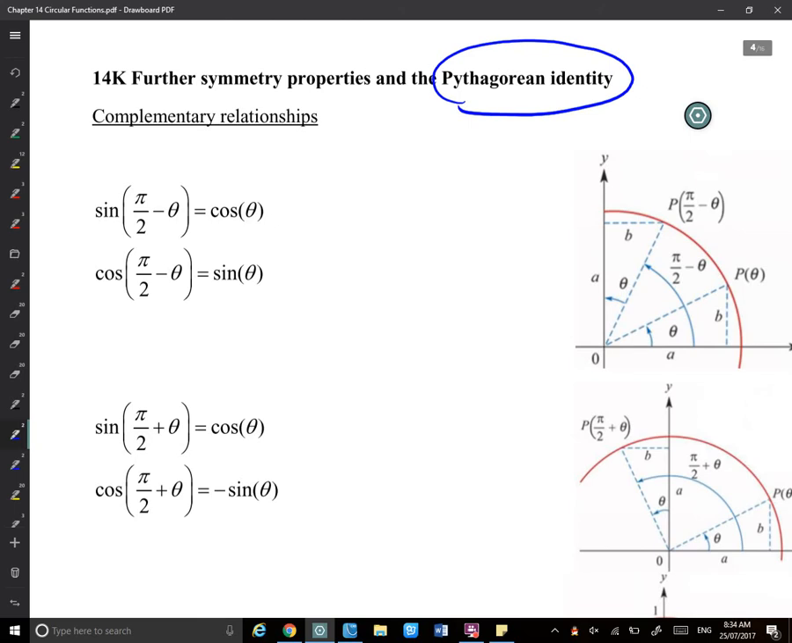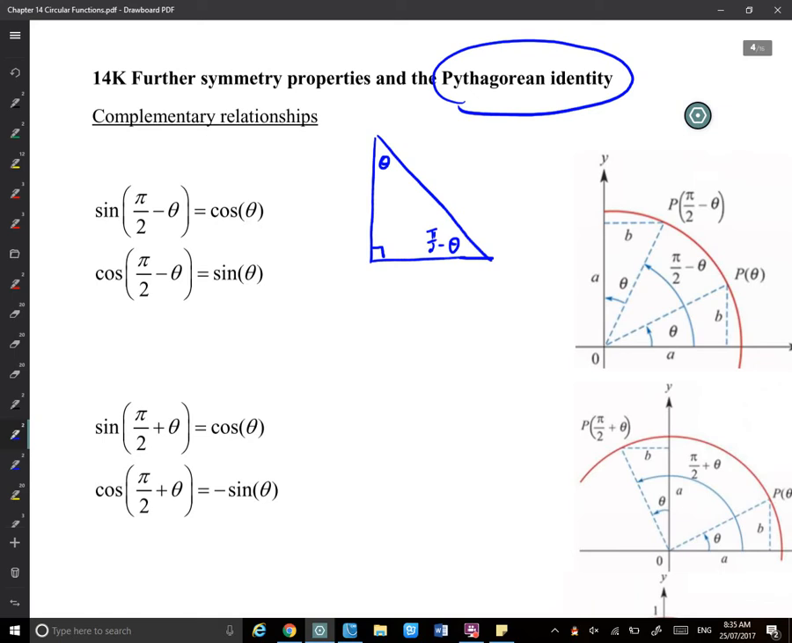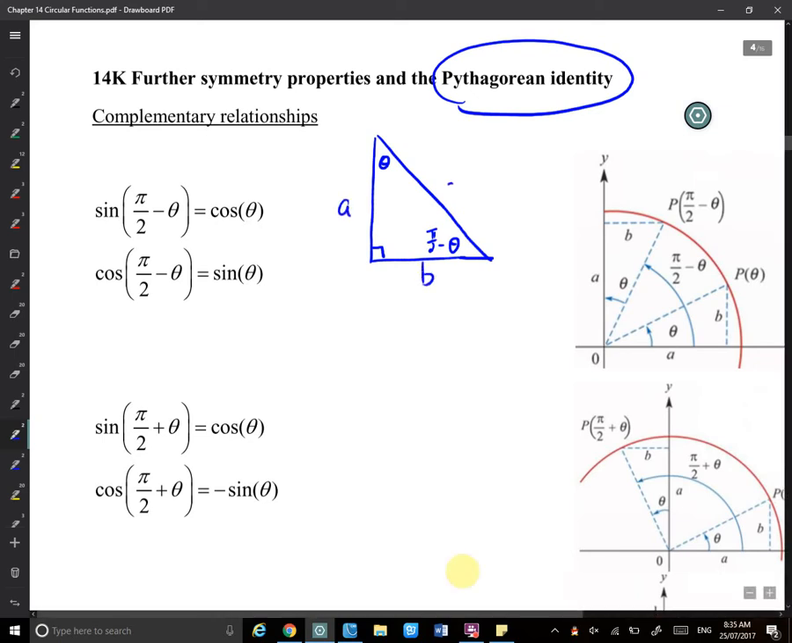So if you want me to give you a not so proper proof, I can prove it somehow by using right angle triangles. Think about a right angle triangle. I have theta here. This angle must be pi on 2 minus theta. And that's 90 degrees, so the two small angles add up to 90. Let's say that's A, that's B, and that's C. Have a think about what is cosine theta. Cosine theta will be A on C, the adjacent over the hypotenuse. And let's think about what is sine of pi over 2 minus theta. Opposite over hypotenuse is A on C as well.